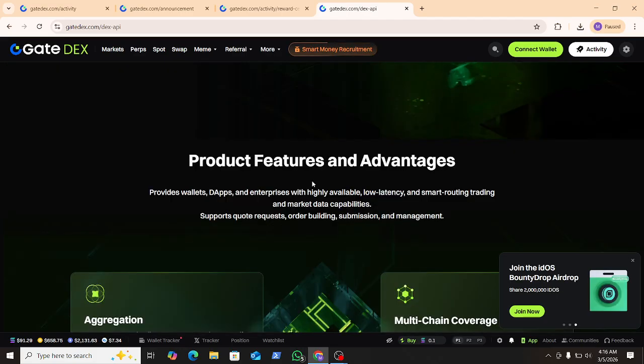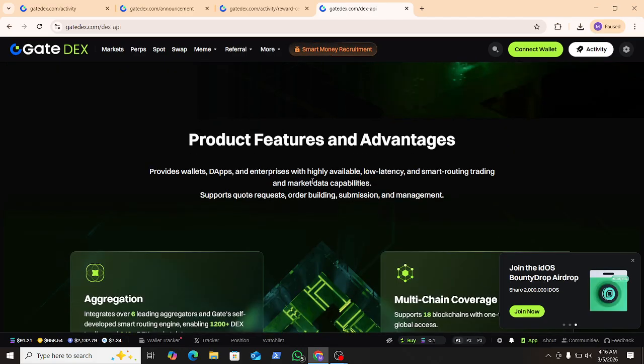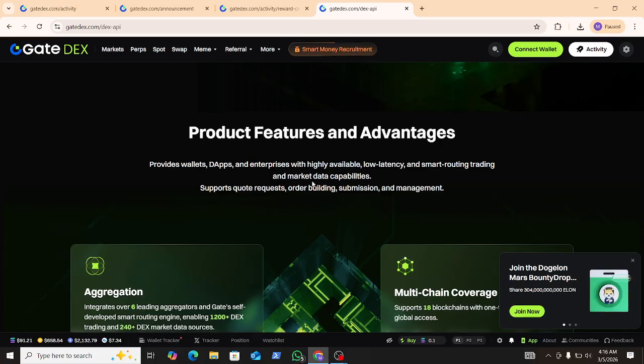Product features and advantages. Provide wallets, DApps and enterprises with highly available, low latency and smart routing trading and market data capabilities. Support quote request, order building and submission and management.